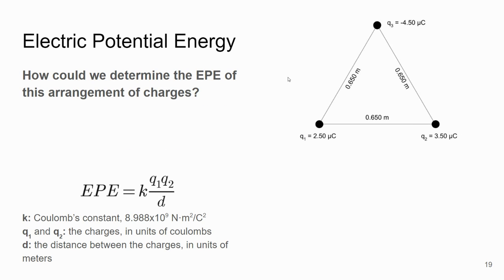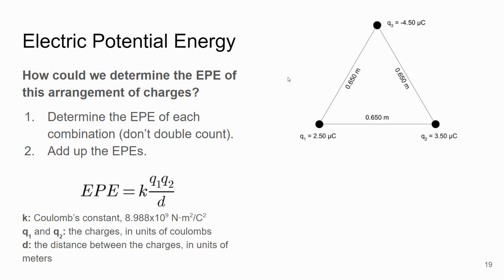So look at this one, more complicated. We have three different charges, two of which, Q1 and Q2, are positive. The third of which, Q3, is negative. So how could we get the EPE of this arrangement of charges? What you do is you determine the EPE of each combination, meaning each pair, but don't double count. So that means you would find EPE between 1 and 2, 2 and 3, and 3 and 1, and that's it. You wouldn't find EPE between 1 and 2 and 2 and 1, between 2 and 3 and 3 and 2. So don't double count, just do it once for each pair, and then you add up the EPEs.